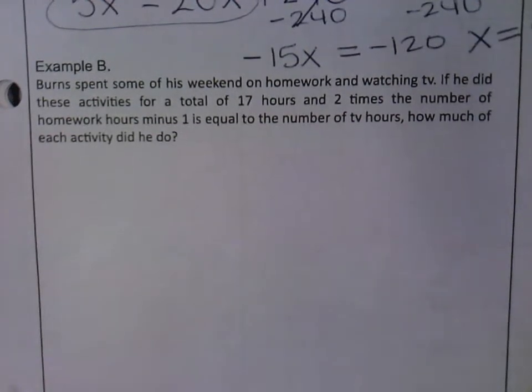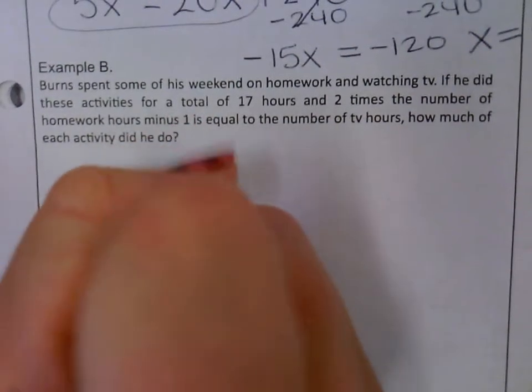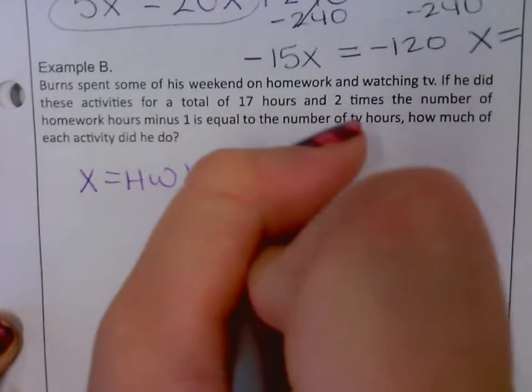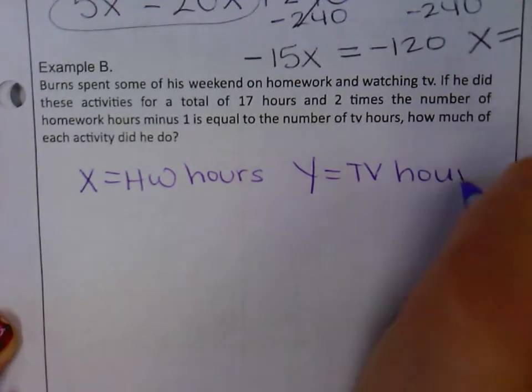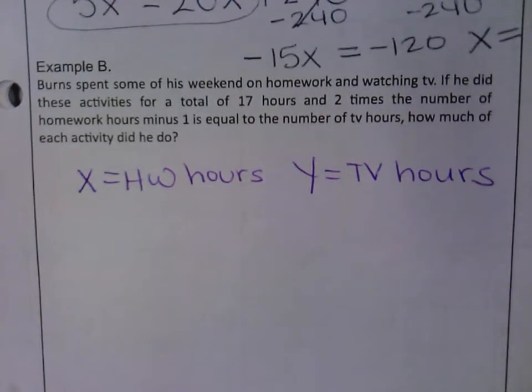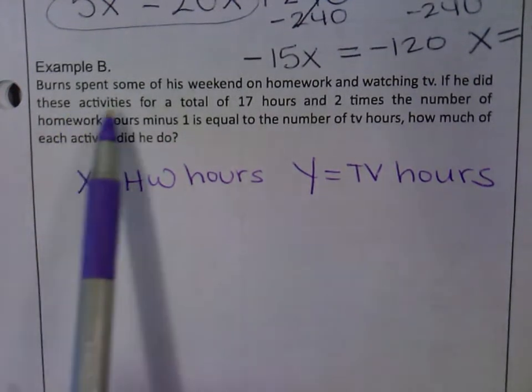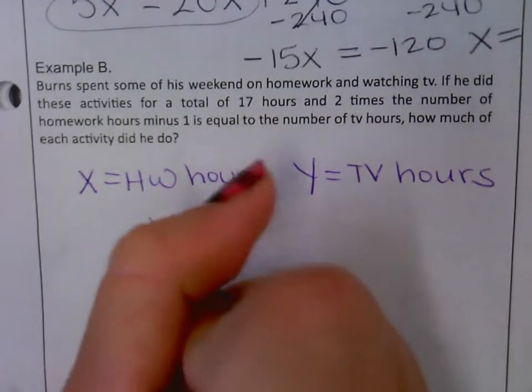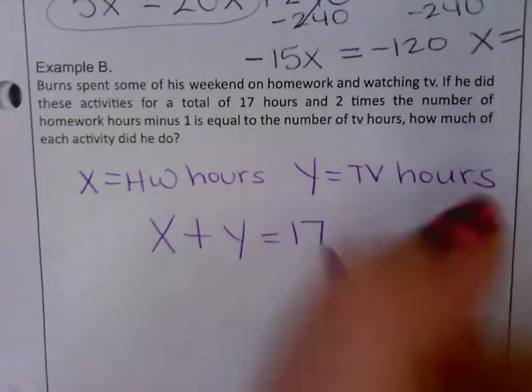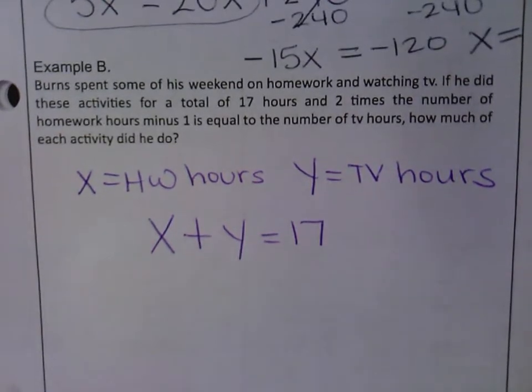How much homework? X is homework hours. And how much what? Y is TV hours. So my first equation is just going to be how much time total did he spend doing these activities? It says he spent a total of 17 hours. So my first equation is that X plus Y has to equal 17 hours total.